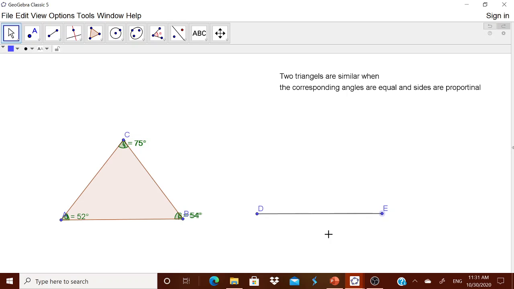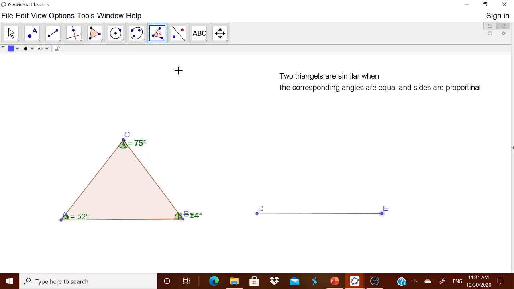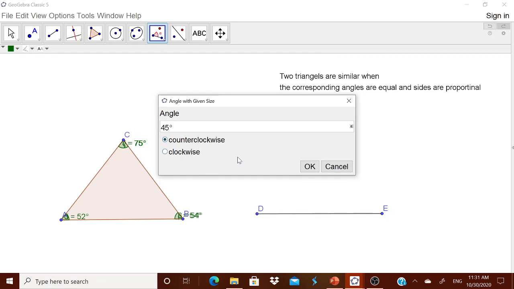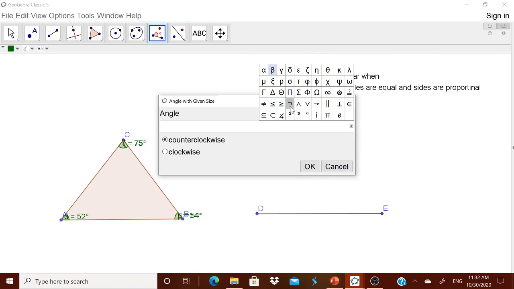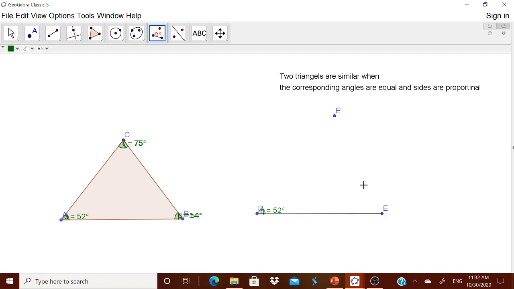Now what we want is, we know that one angle is alpha, another angle is beta. Therefore, we will go to this angle property. We will go to angle with a given size. We want 52 degrees at D, which is alpha. Therefore, touch it and then touch this D. You have to take angle with the size. For that, let me type alpha over here. Therefore, automatically you got that.